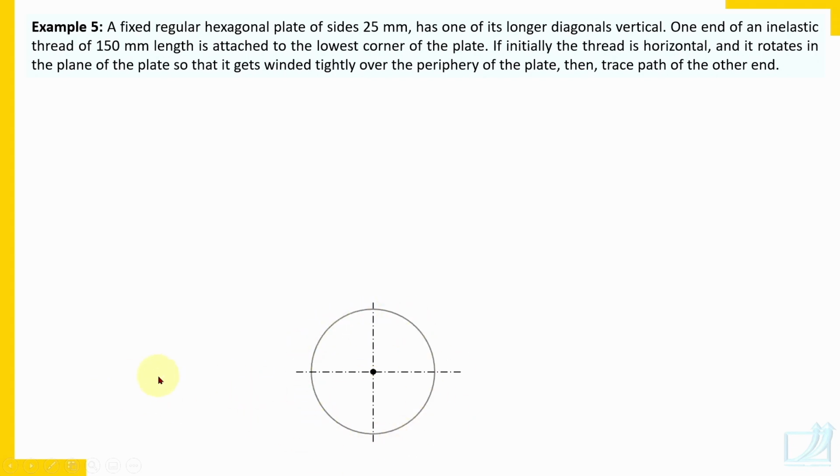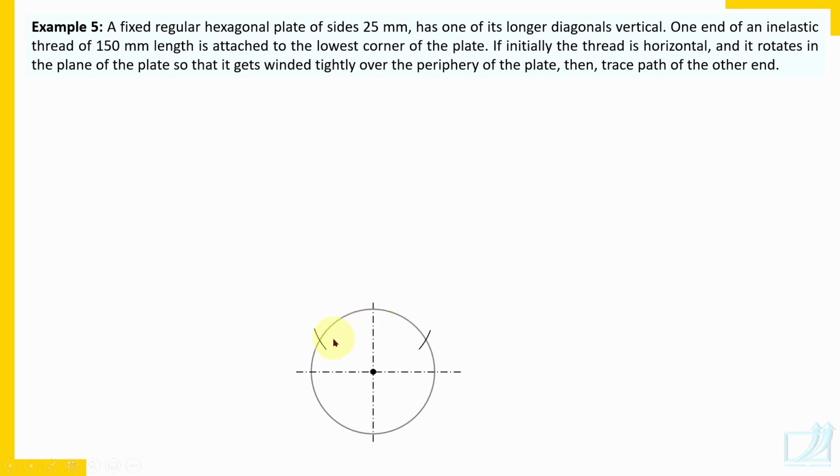Okay. Now, you want a longer diagonal vertical. So when you want a longer diagonal vertical, from the ends of the vertical diameter, you cut the circle. If you want a longer diagonal horizontal, then use the horizontal diameter. From the end of the vertical diameter, you cut the circle on both the sides. So that means on this side also.